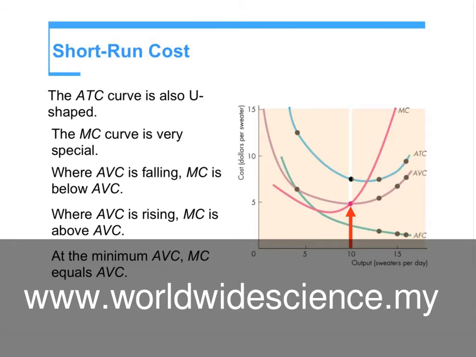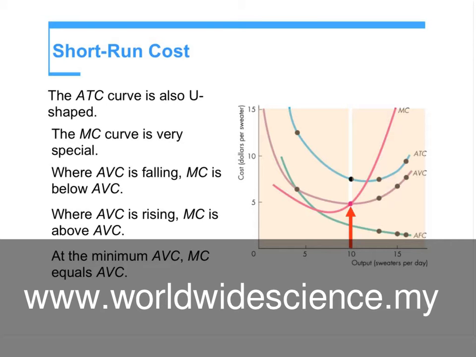Similarly, where average total cost is falling, this is the blue curve, marginal cost is below average total cost. So average total cost is falling, so your marginal cost will be below that. And where average total cost is rising, your marginal cost will be above that. And at the minimum, marginal cost and average total cost will be the same.